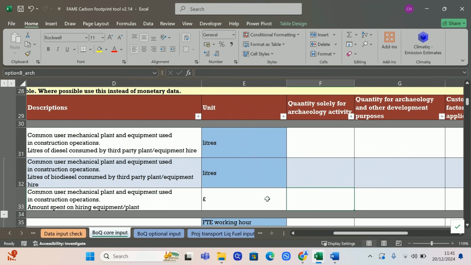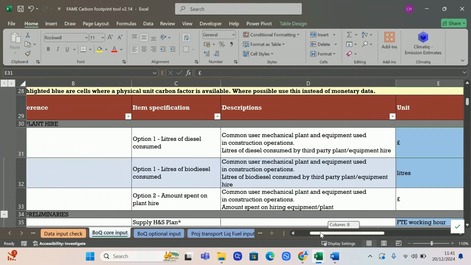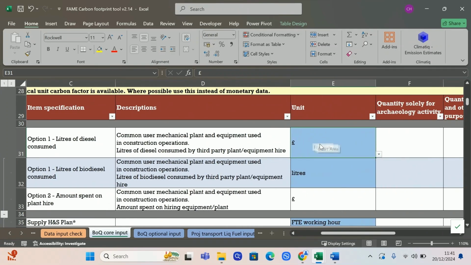So the difference between inputting pounds in option 1 and using just option 2 is that this is the pounds spent on fuel, just fuel, whereas this is the pounds spent if you are unable to separate the fuel costs from the equipment hire. So option 1 uses the average diesel prices within the period that the data has been recorded to back calculate the litres of diesel, whereas option 2 uses the spend-based factors that I mentioned earlier.